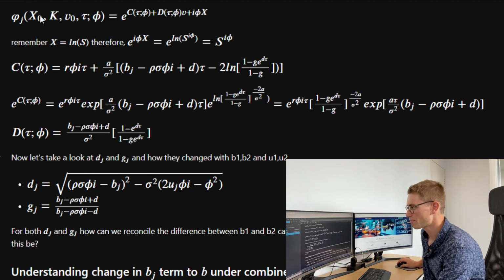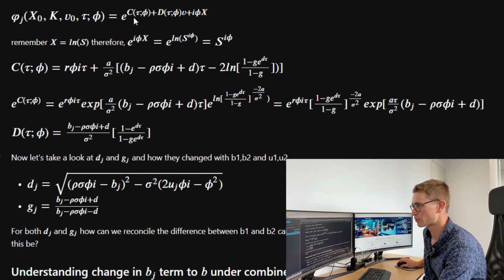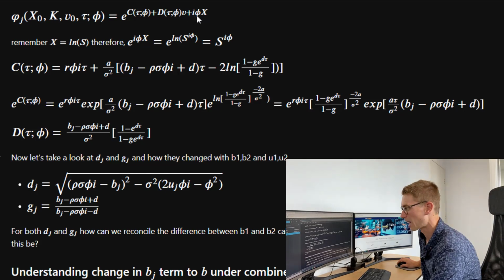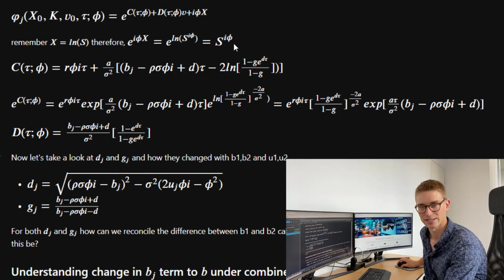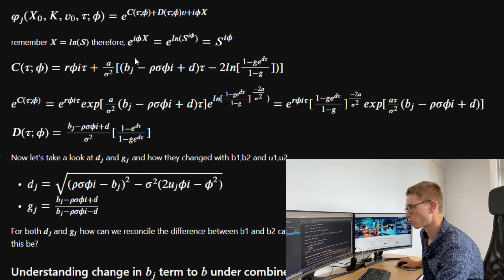So if you remember that this characteristic component is broken down into C plus D times V plus the complex number i phi x, well, remember that x is just ln S. So what we can actually do is work out that e to the power of ln S to the power of i phi is actually just S^(i phi). So what does that mean? Well, that means that we can take that down outside of our integral.